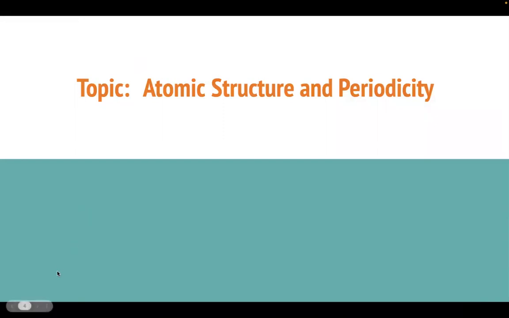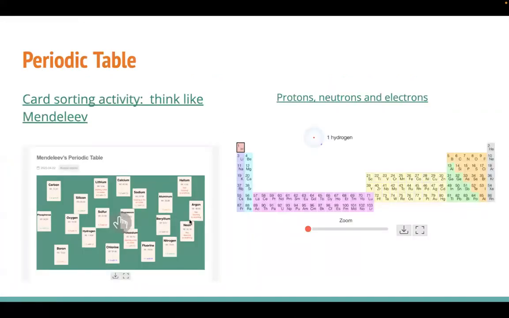And so the first ones that we wanted to talk about were atomic structure and periodicity. And so I've got two on this screen. One was a card sorting activity, which I thought would make a great do now. Like if you're about to start talking about the history of the periodic table and introducing Mendeleev and his work, I thought this would make a great student activity.